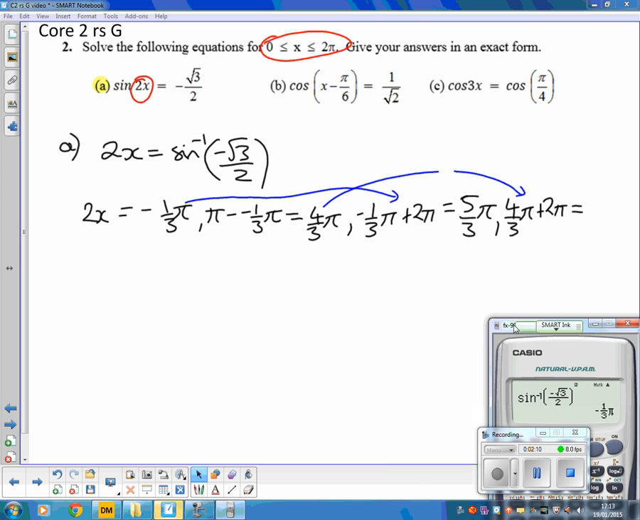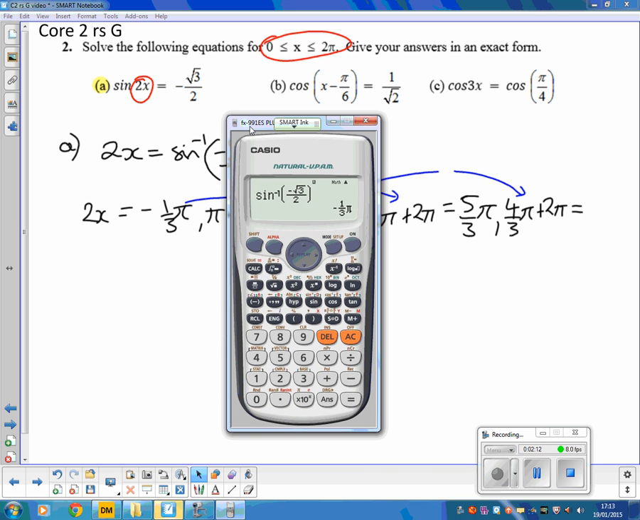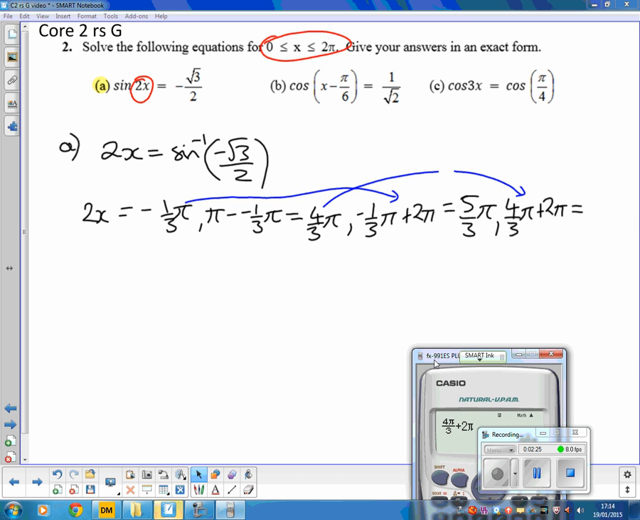And if you're not sure, you can do this in your calculator as well. So you can do 4/3 pi plus 2 pi. It'll tell you it's 10/3 pi, or 10 pi over 3.